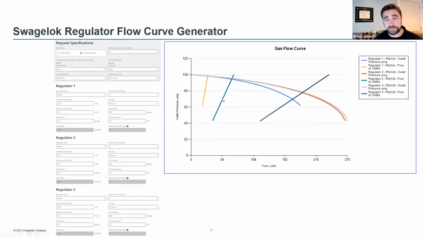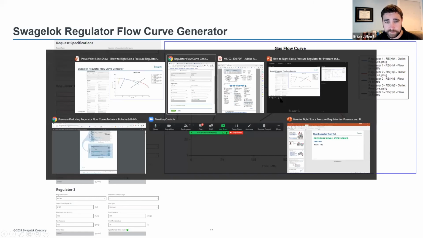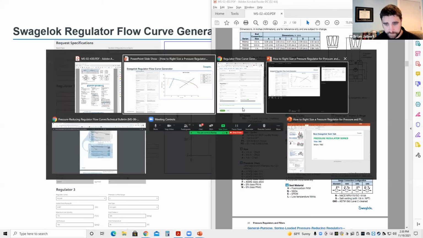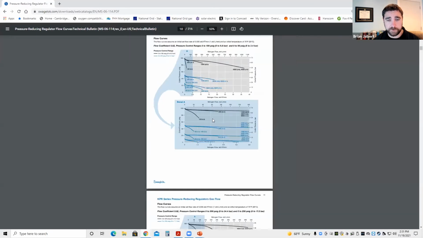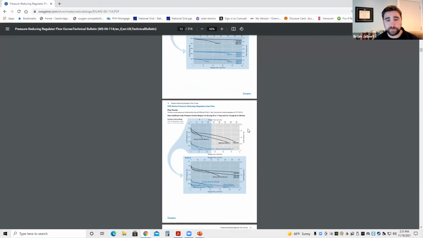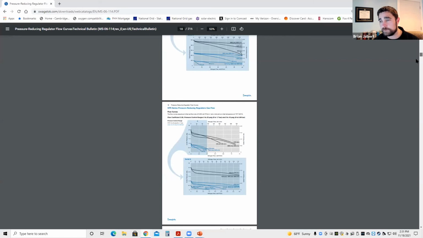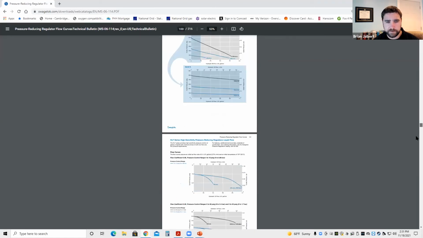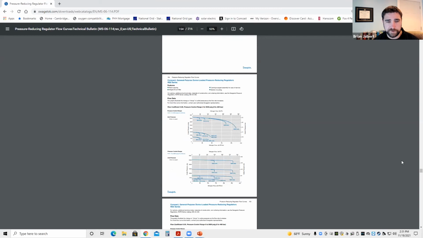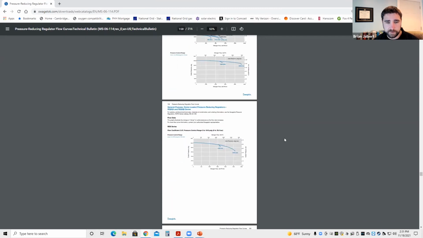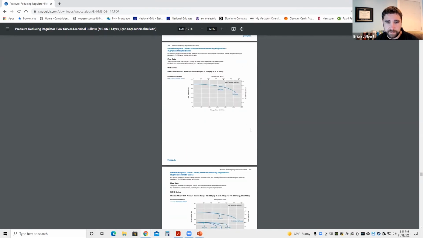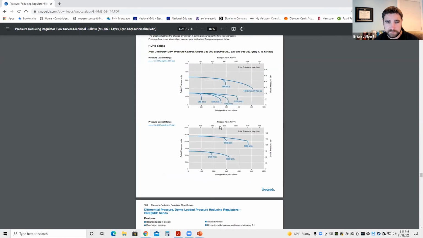Another thing I love to use this tool for is to compare other kinds of regulators. For example, let's go look at a regulator for a process application. I'm going to scroll down and we're going to find a 1-inch regulator here. So the RD8, and I'm going to say that I kind of like these pressures, but I can't quite tell how it's going to look in my exact application.